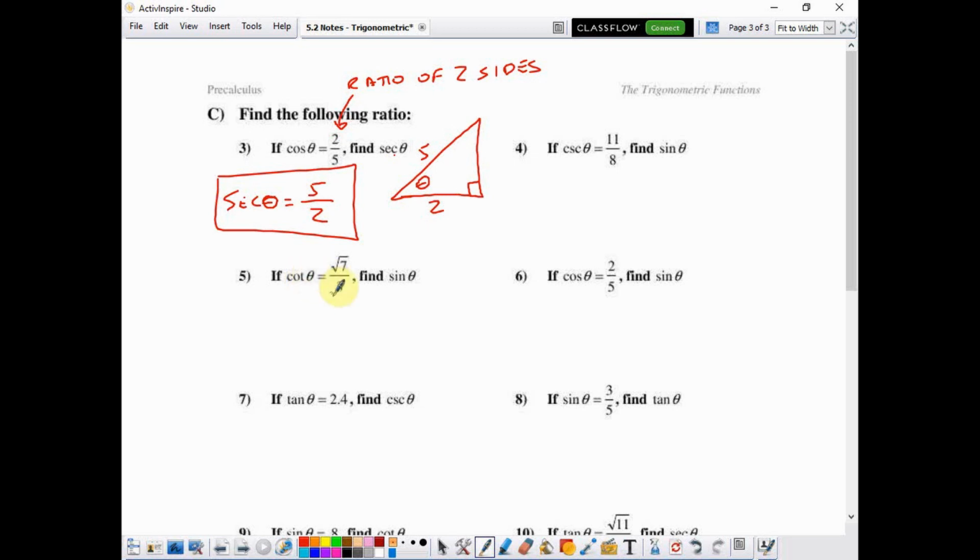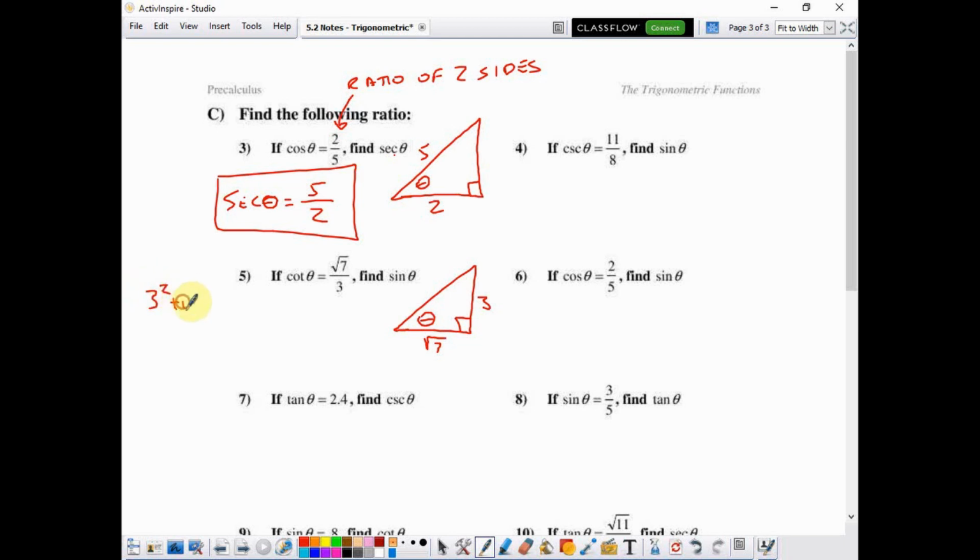Okay, we're given another triangle in which cotangent theta is square root of 7 over 3. Cotangent is the reciprocal of tangent, which means this is adjacent over opposite. So the adjacent leg is the square root of 7. The opposite is 3. And what I want now is sine theta, which is opposite over hypotenuse. And the hypotenuse is unknown. So I'm going to have to use Pythagorean theorem.